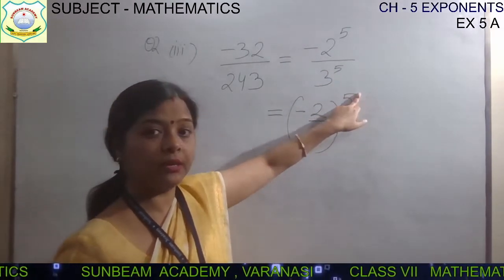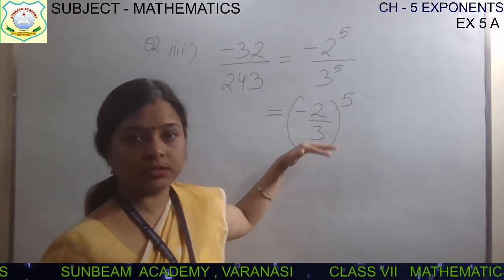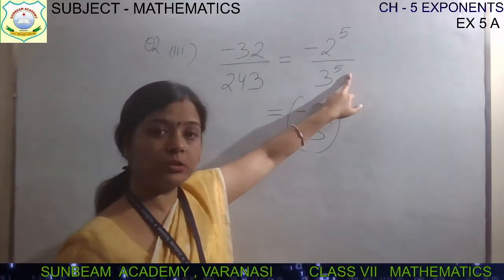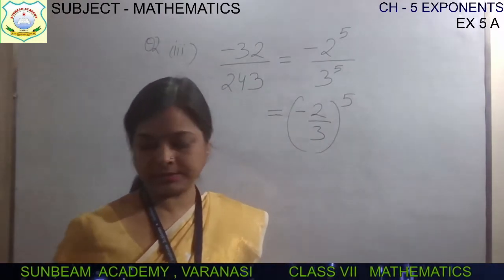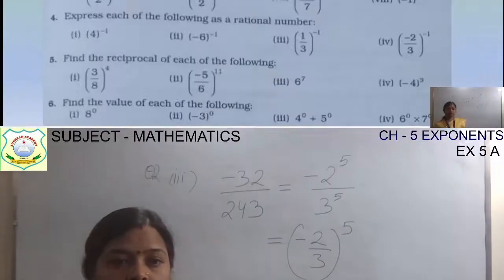2 का भी power 5 है and 3 का भी power 5 है. So this is more simplified form. Till here also you can do. Both were correct. Now, next question.